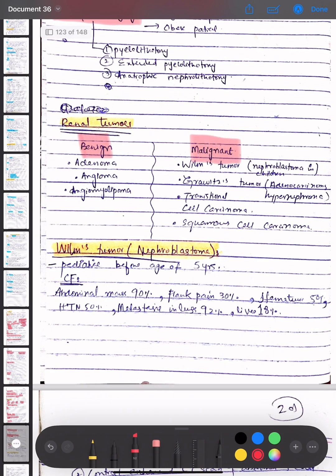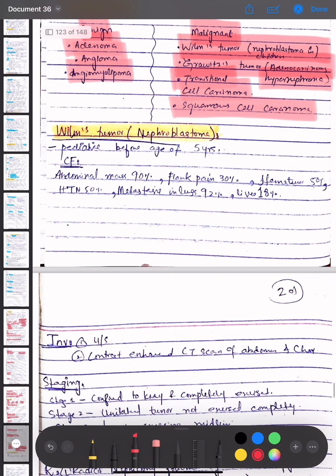The benign are adenoma, angioma, and angiomyolipoma. The malignant are Wilms tumor, also known as nephroblastoma in children, Grawitz's tumor, that is adenocarcinoma, hypernephroma, then transitional cell carcinoma, then squamous cell carcinoma. Now coming towards Wilms tumor, that is nephroblastoma. It is pediatric, before the age of 5 years.